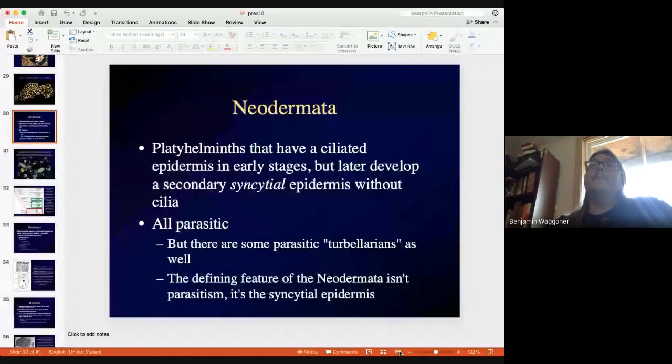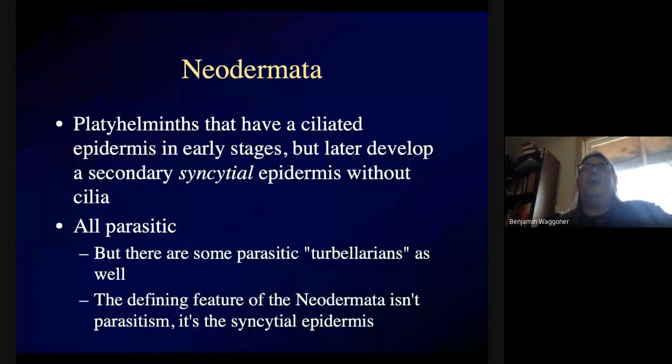Okay, so we were talking about platyhelminths, and the subgroup within the platyhelminths, the Neodermata. As I mentioned earlier, these develop a secondary epidermis that doesn't have cilia on it, and that epidermis is a syncytium. You've seen that term before, and I told you we would need it later on.